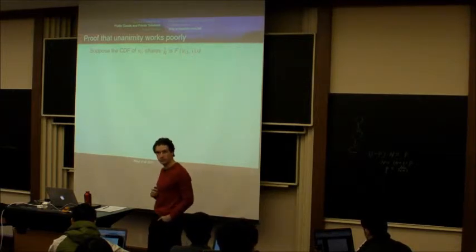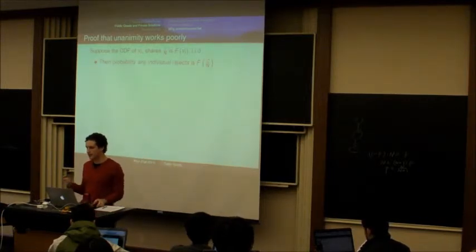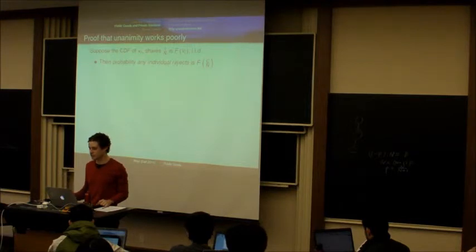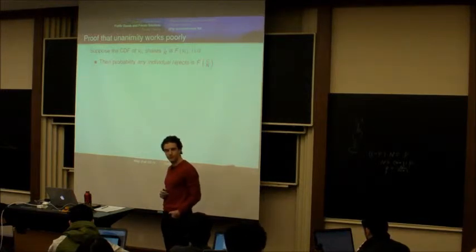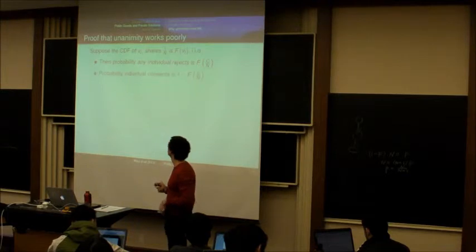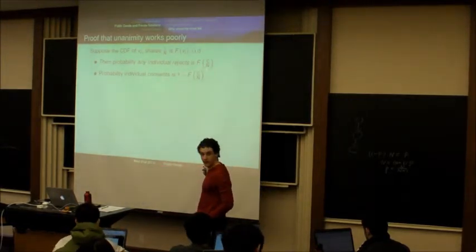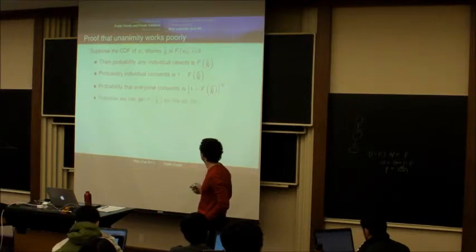independently and identically across people. Okay. So then the probability that any individual rejects contributing is going to be the probability that their value is less than this, which is f of c over n. What is c here? The cost of the project. So then the probability that any individual agrees is going to be 1 minus f of c over n. And the probability that everyone agrees is going to be 1 minus f of c over n to the n.